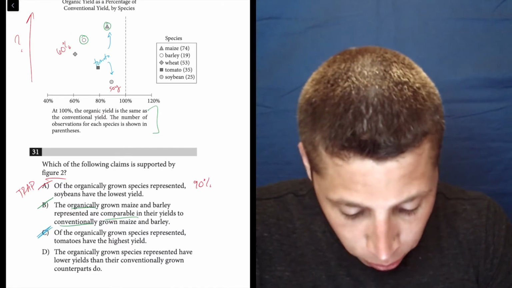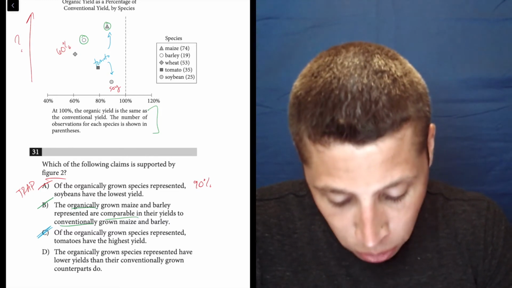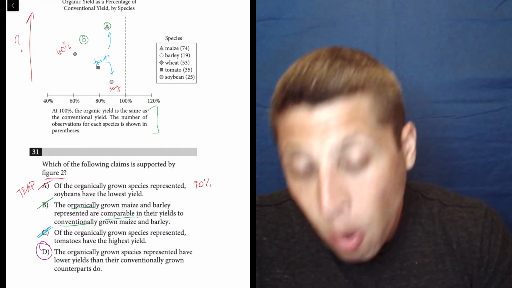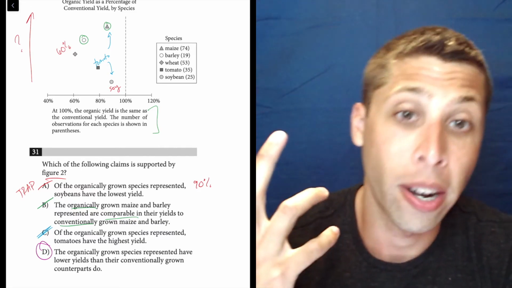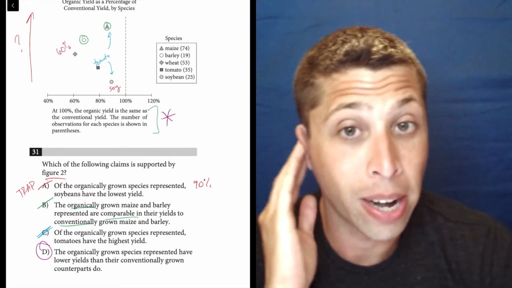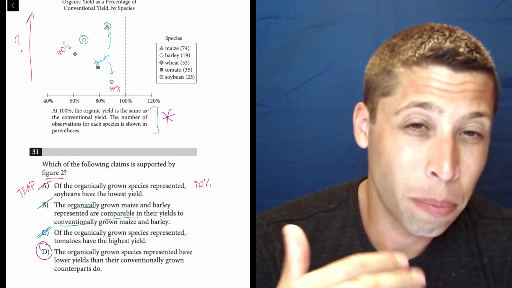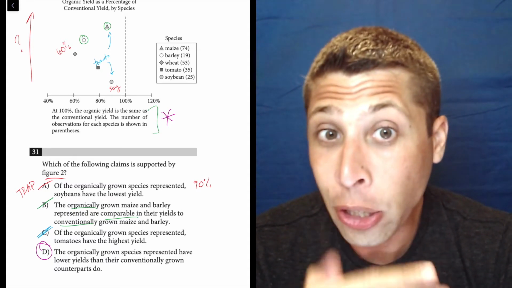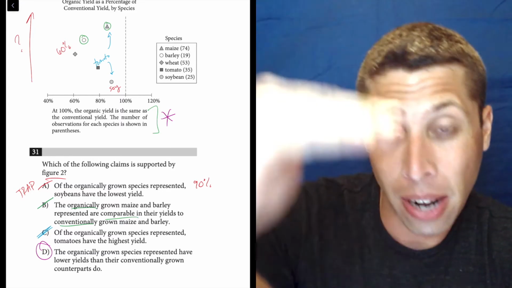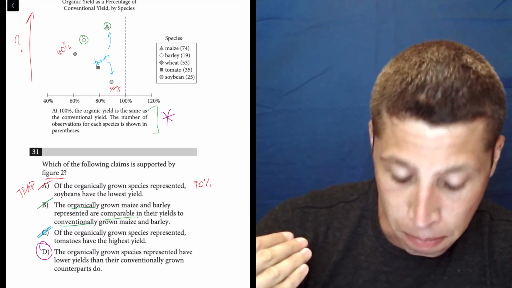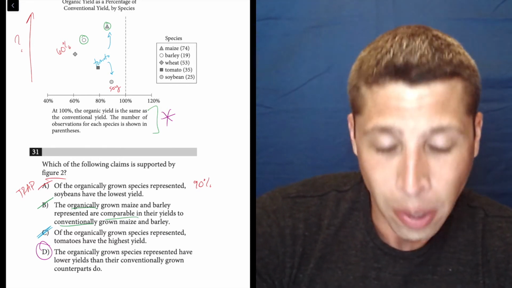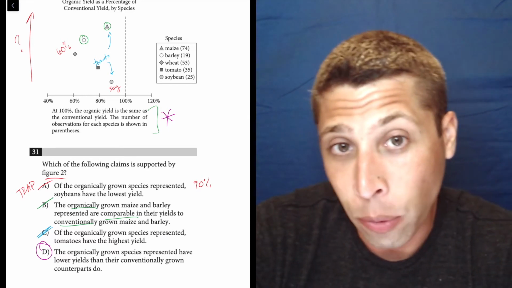The organically grown species represented have lower yields than their conventionally grown counterparts do. Now I know why people don't pick that, because this one requires us to understand this piece right here, whereas the others are much more visual choices. Choice A is definitely a trap, but it is a visual trap, right? It's again about high and low. But I kind of just explained why D is right in explaining why choice B was wrong.